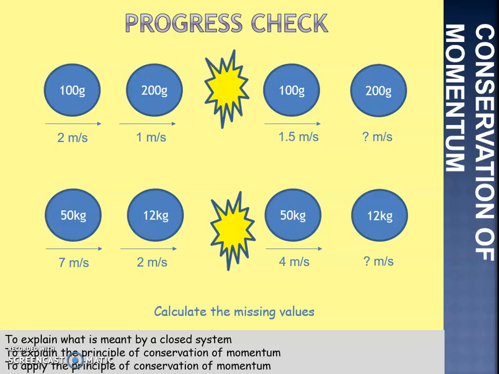Okay, so for the 200 gram mass at the end, that would be 1.25 meters per second to the right. And for the 12 kilogram mass on the fourth one, that would be 14.5 meters per second to the right.